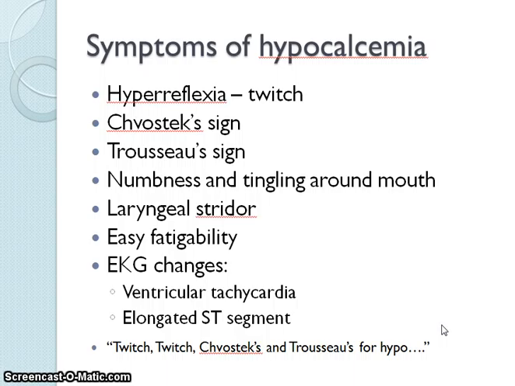What patients feel, they can have hyperreflexia, which means they often have twitching muscles. They can get different twitches that are specific to hypocalcemia: Chvostek's sign or Trousseau's, and I have an image of these coming up. They will also experience numbness and tingling around the mouth. They may have laryngeal stridor when they're talking or breathing. They'll get tired very easily, easy fatigability. And on their EKG, we can see ventricular tachycardia, so a high heart rate in the ventricles, and an elongated ST segment.